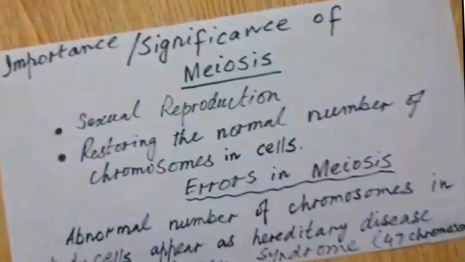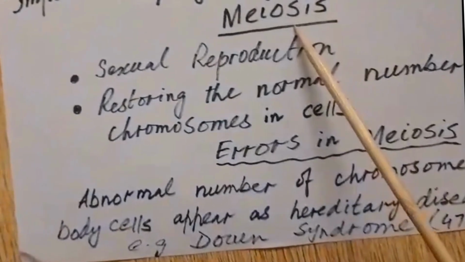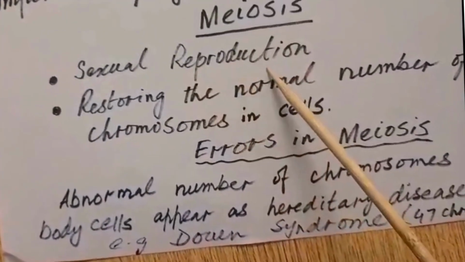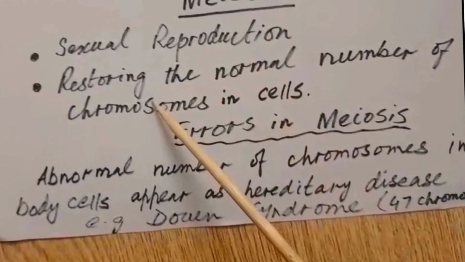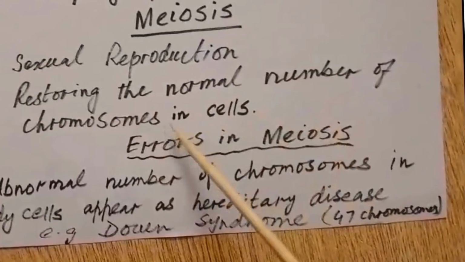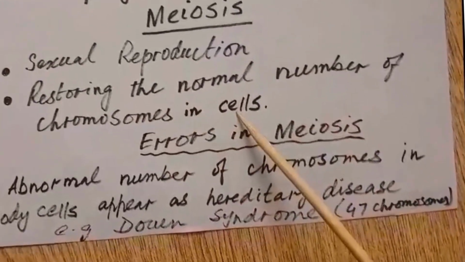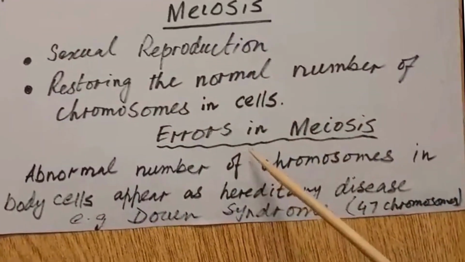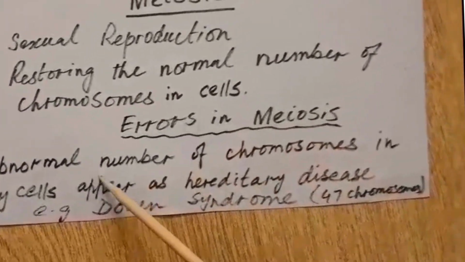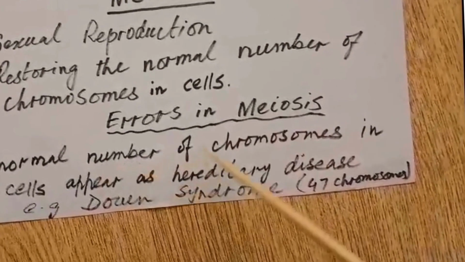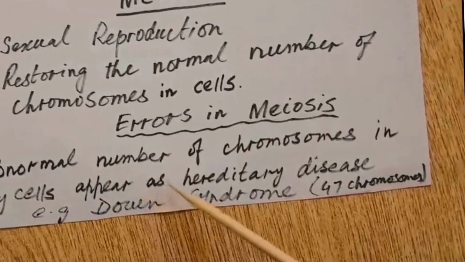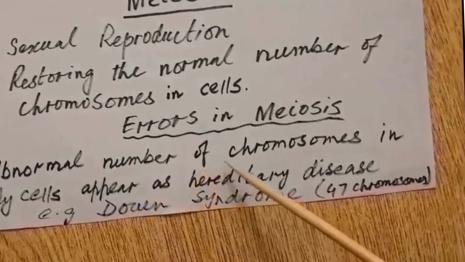another kind of cell division, meiosis. It is important for sexual reproduction, and it is also important for restoring the normal number of chromosomes in the body cells. But if errors occur in meiosis, obviously this will result in an abnormal number of chromosomes in the body cells, and it will appear in the form of hereditary disease.